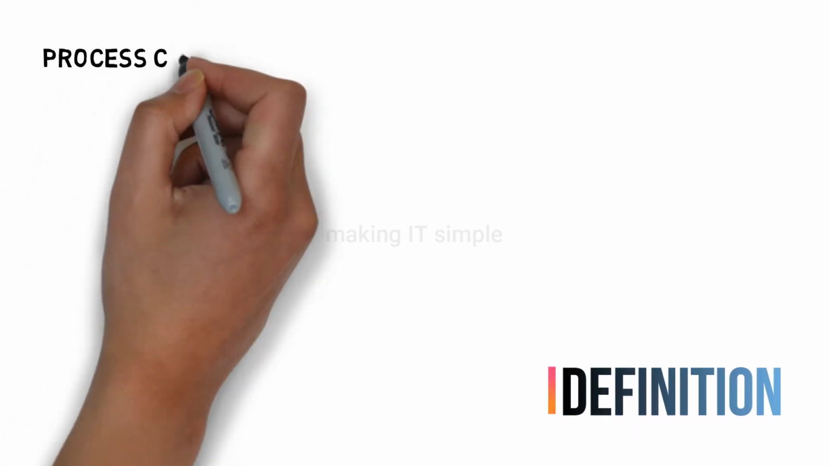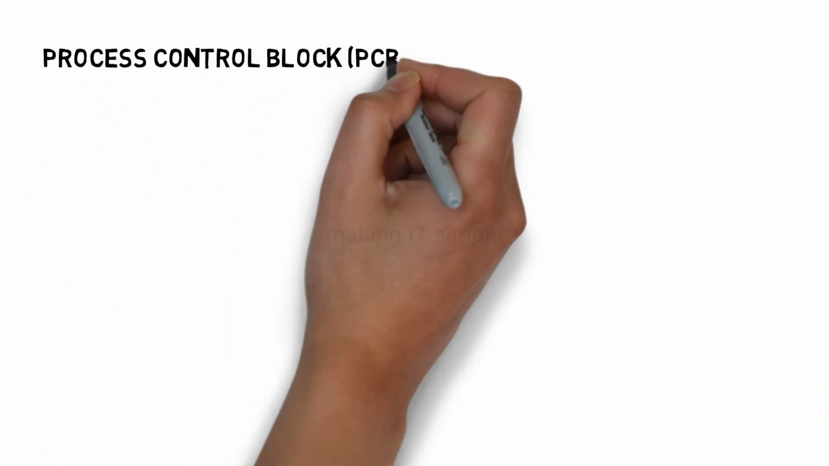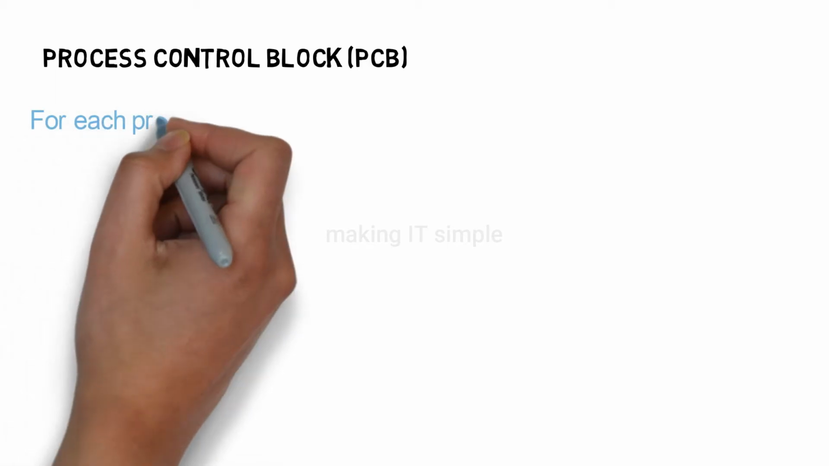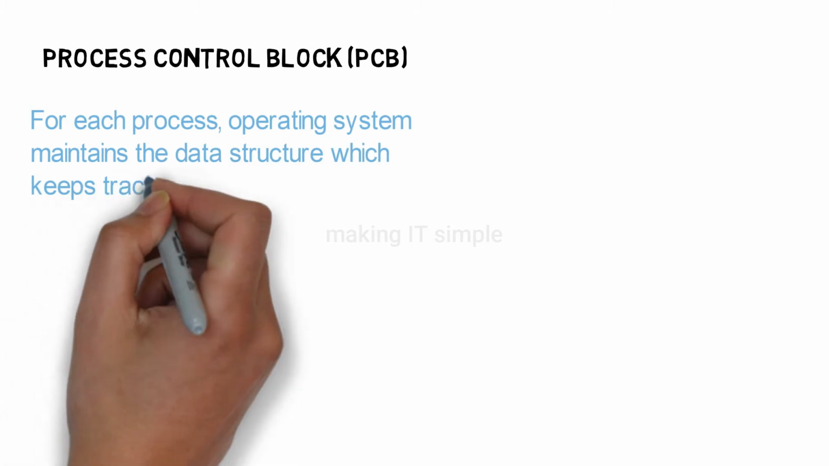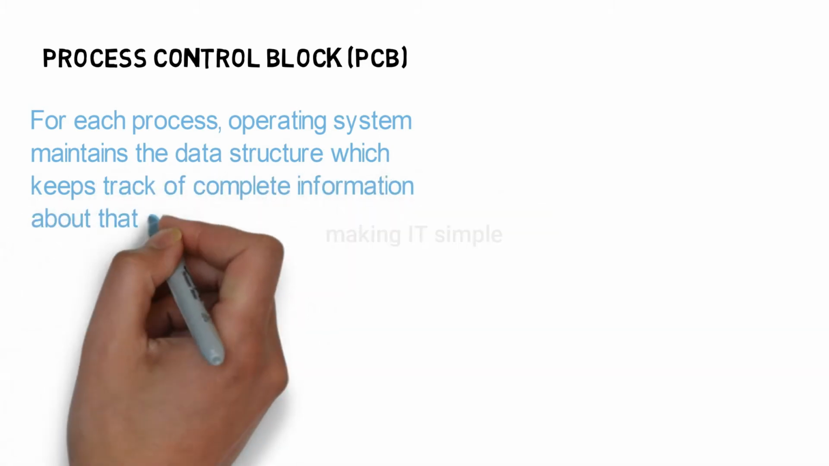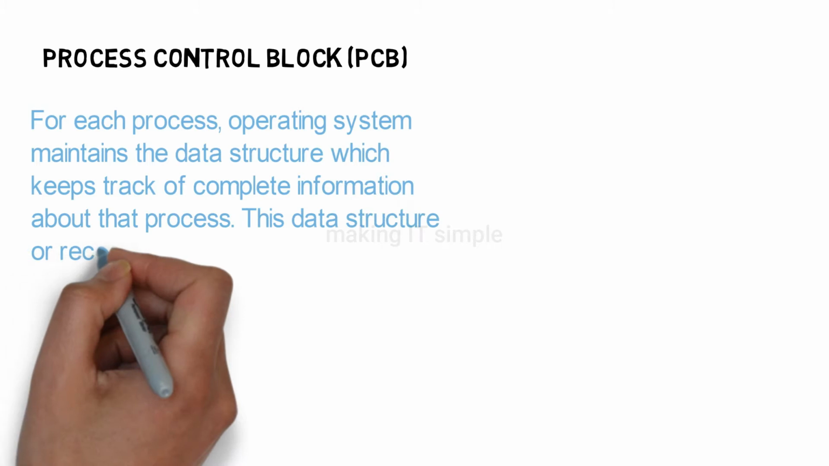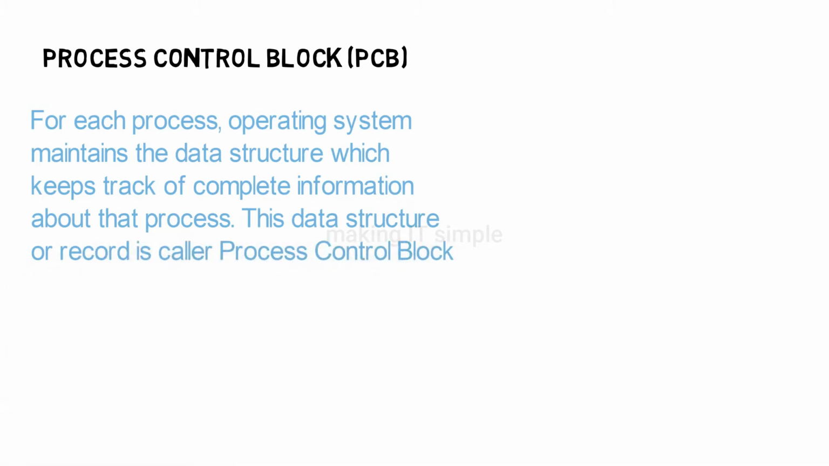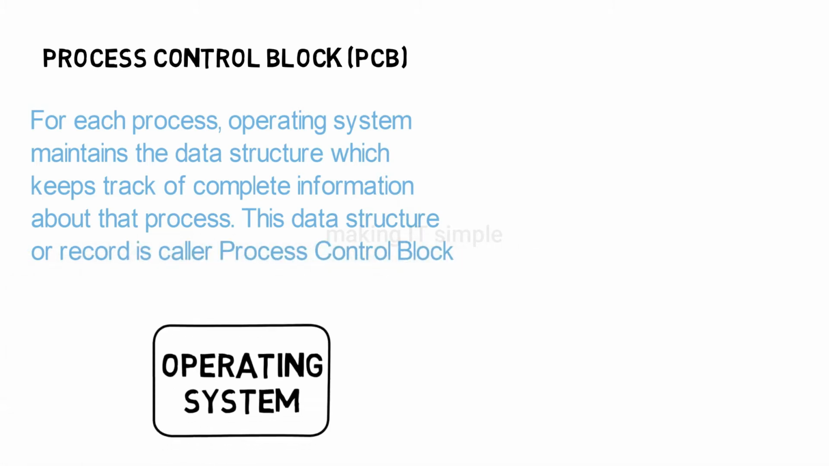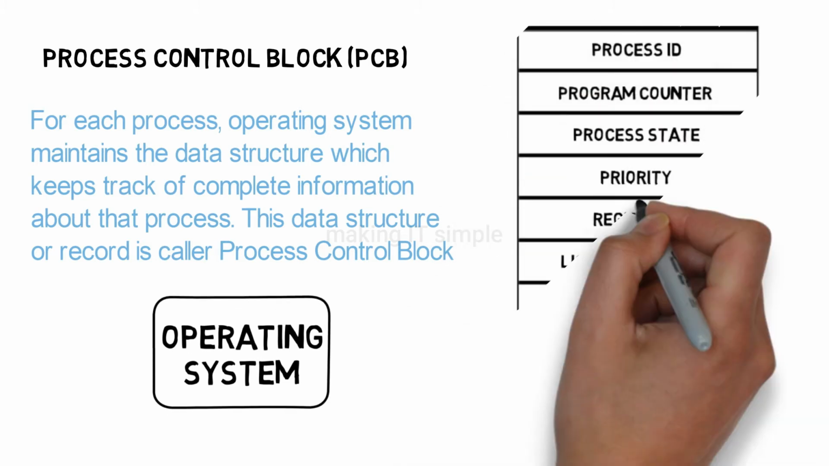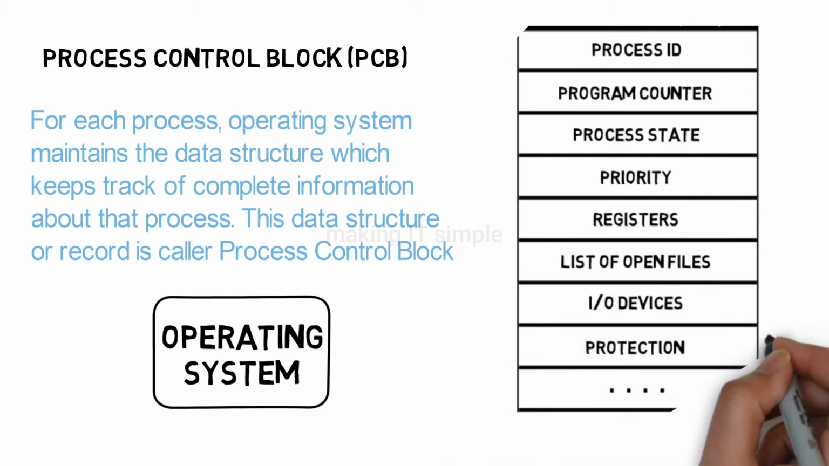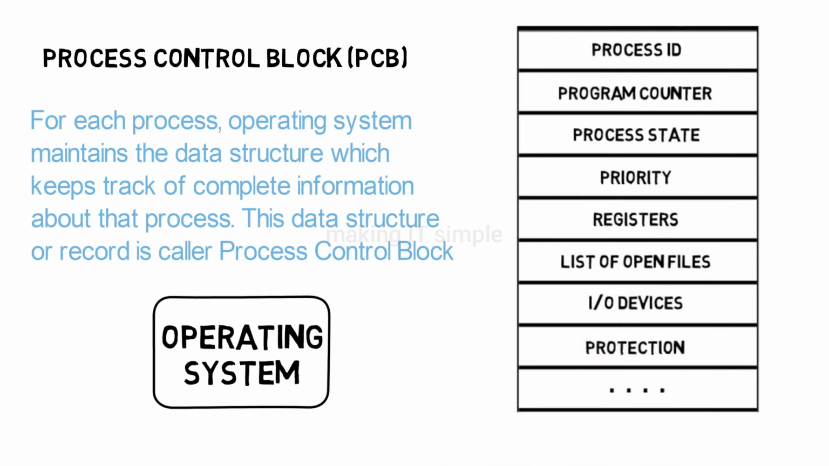So let's start with the definition. As we saw at the start, for each process, the operating system maintains a data structure which keeps track of complete information about that process. This data structure or record is called PCB, or process control block. The operating system creates the process control block as soon as a new process is created. All the information of the process, or information related to execution of the process, is present in the process control block. Let us see one by one every attribute of PCB.